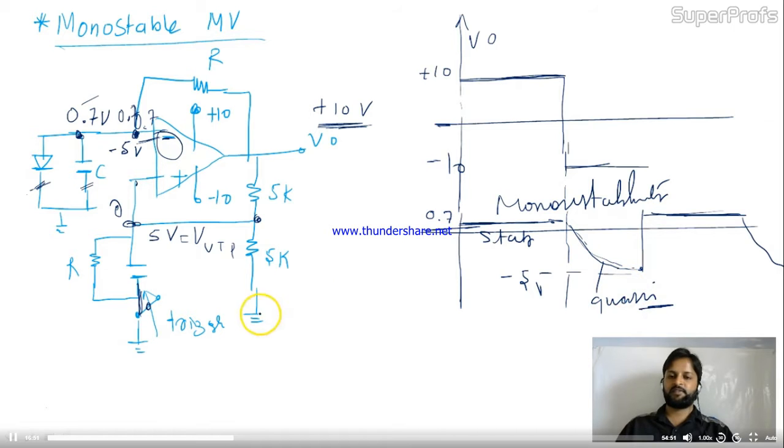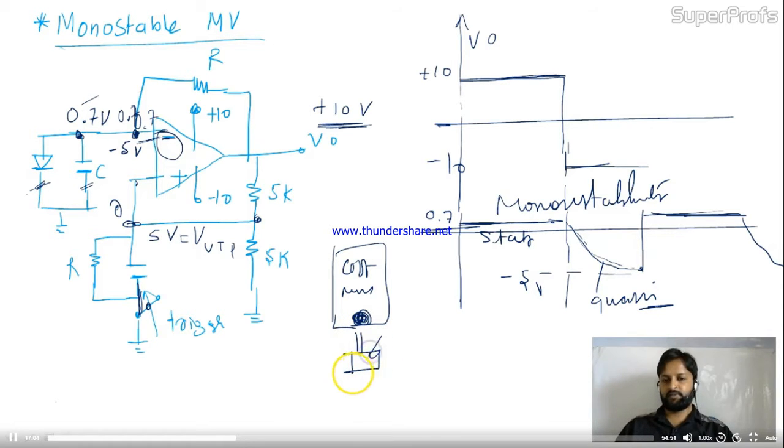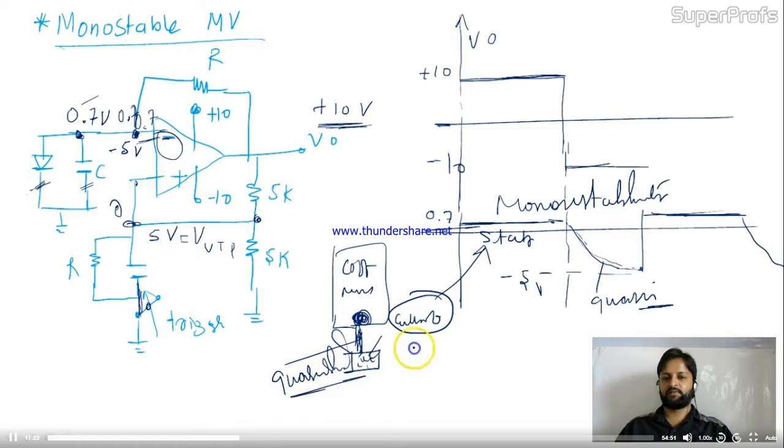The best example of this is a coffee machine. What do we do there? We press that knob and we get a fixed amount of water into the coffee, and it again cuts off. So the stable condition is cut off. And the time for which we are getting hot water in our coffee mug is quasi-stable. Okay friends, so this is the monostable multivibrator.